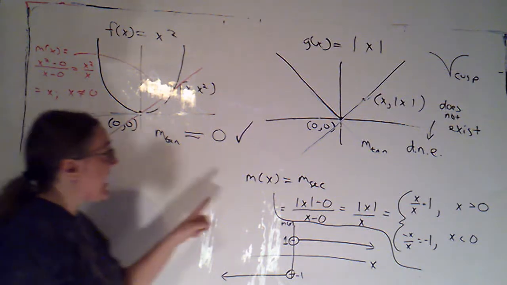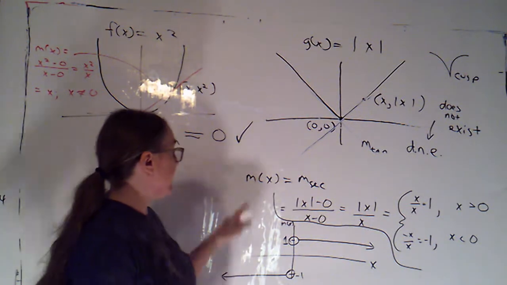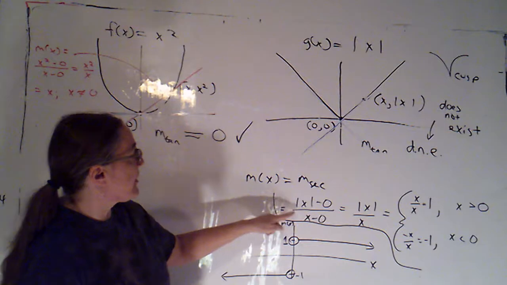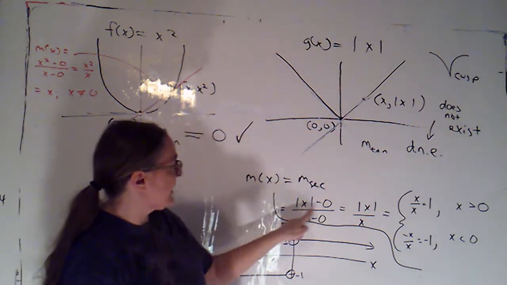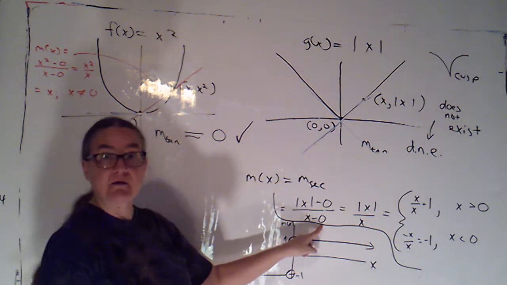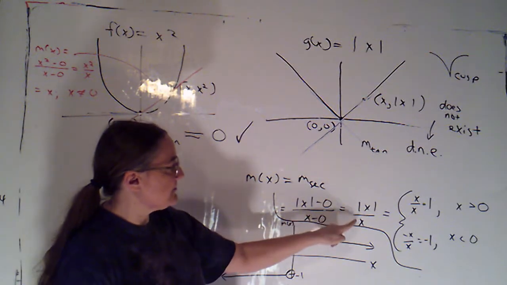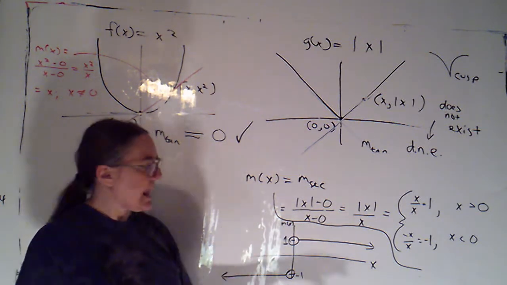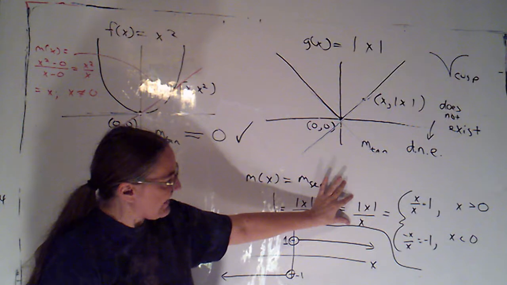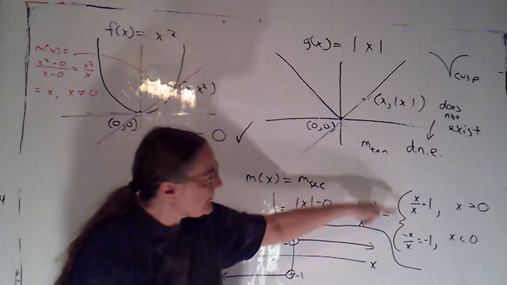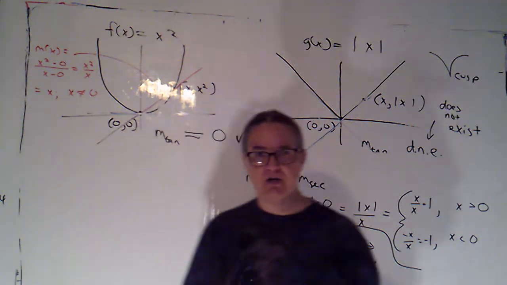So here, I hadn't previously found a formula for m of x, but it's just rise over run. So it would be the absolute value of x minus 0 over x minus 0, which of course is just the absolute value of x over x. But now I need to simplify that, and you can see I broke it up into a piecewise function.